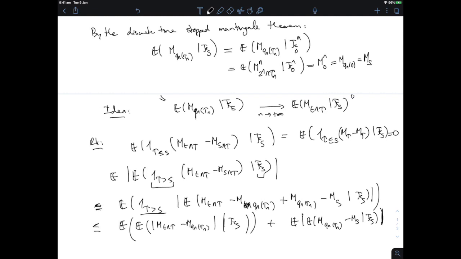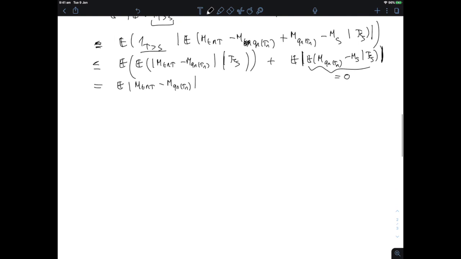Okay, but that second term is 0. That's an absolute value here. That second term is 0 because of the discrete time martingale theorem. So we've already shown that that term is 0. And we have the first term here. It's an expectation of a conditional expectation. Conditioning doesn't change expectation. So what I have here really is the expectation of the absolute value of M_{t minimum tau} minus M_{q_n of tau_n}. So really, what I need to show is that this goes to 0.